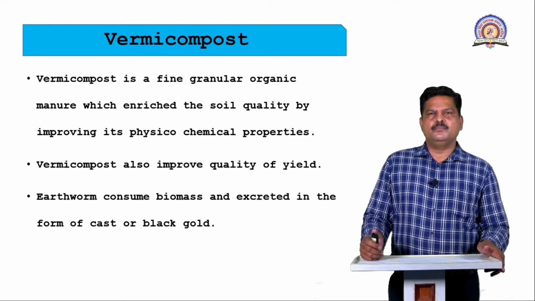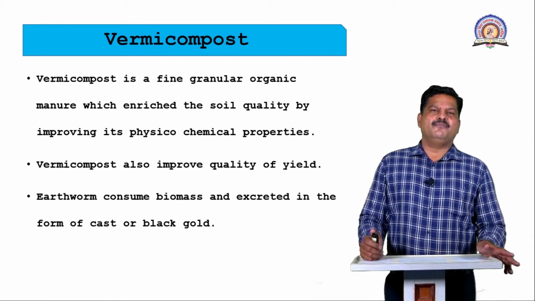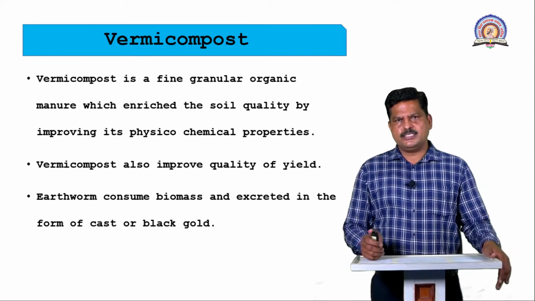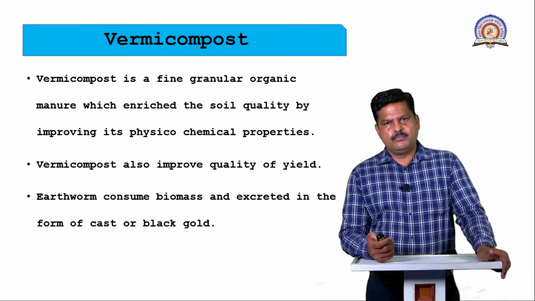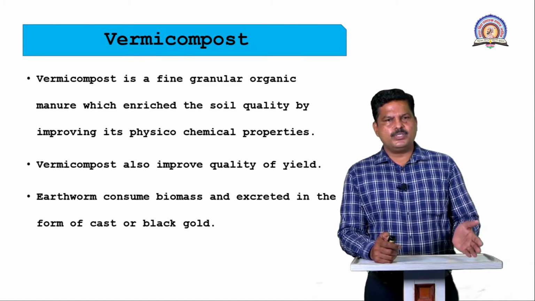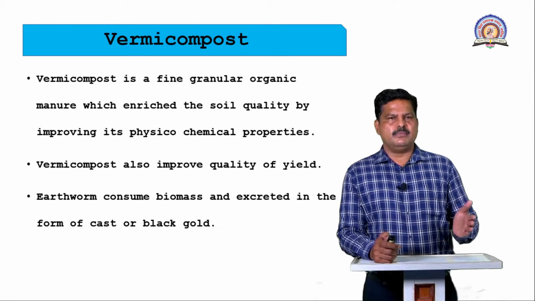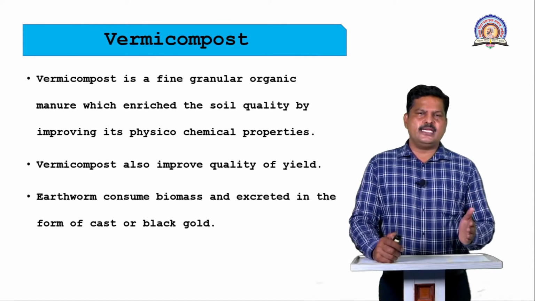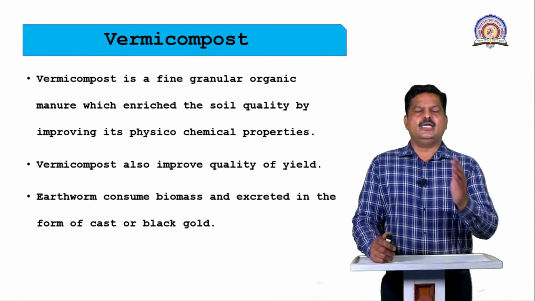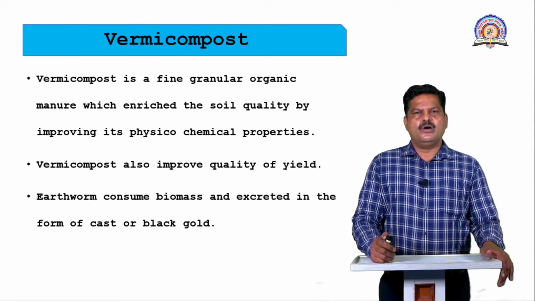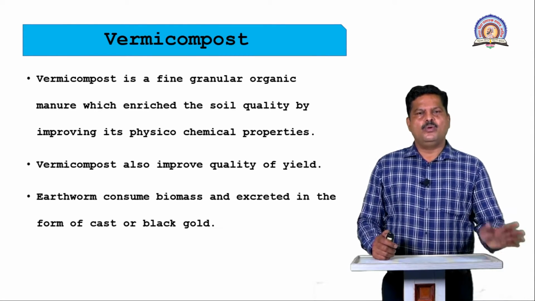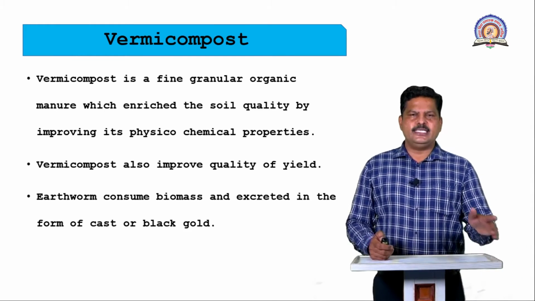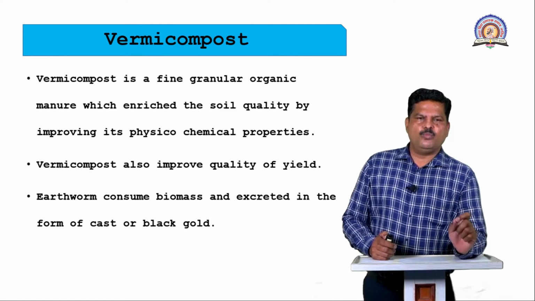Earthworm consumes biomass and excretes it in the form of cast, also known as black gold. Why do we say black gold here? Because that compost material or casting material, which is nothing but the excreta of earthworm, is converted into gold, meaning it directly or indirectly provides profit to agricultural farmers and crops. So vermicompost is also known as black gold, and it is obtained from earthworm. It is a valuable product which we get in Vermitechnology.